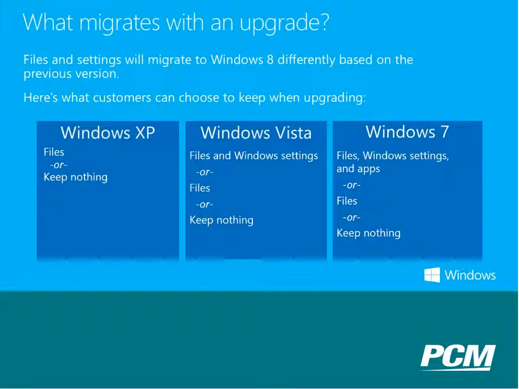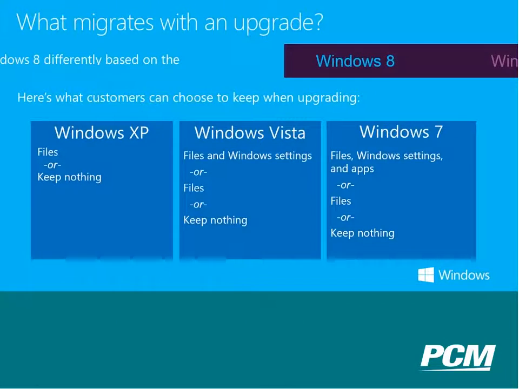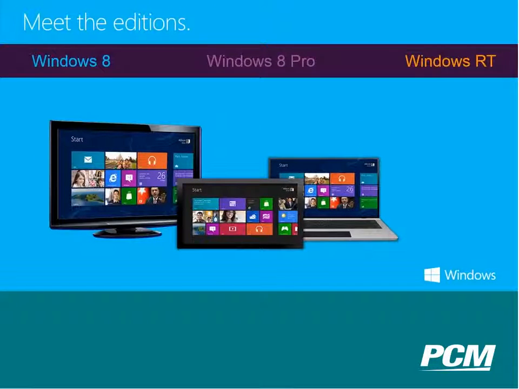With Windows 7, however, when you do an upgrade, your apps and settings and files will carry over, but if you want to do a clean install, you can still do that. All right, now I've talked through this entire thing about Windows 8 Pro.